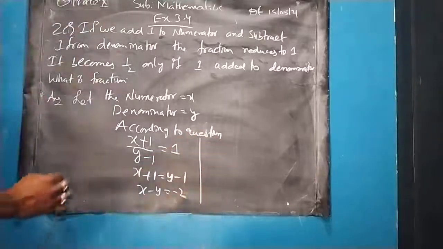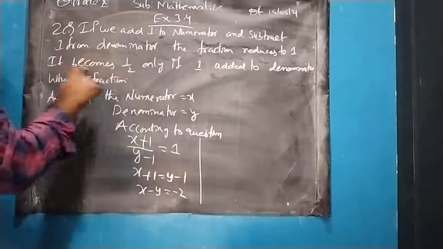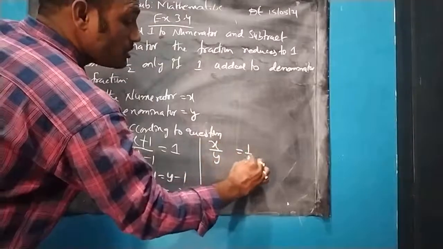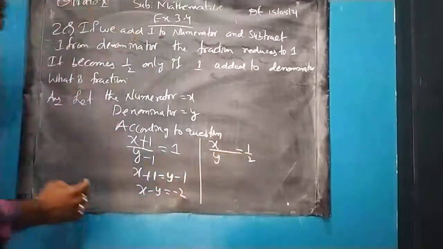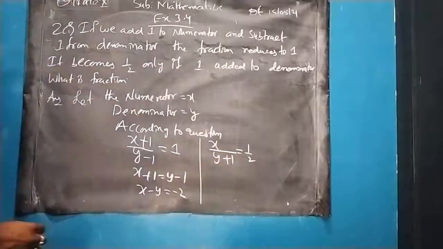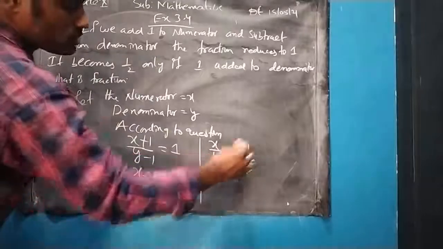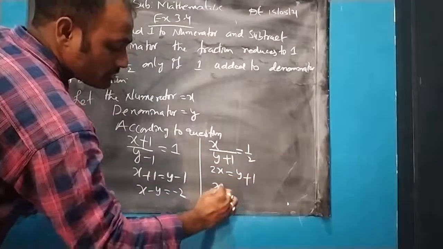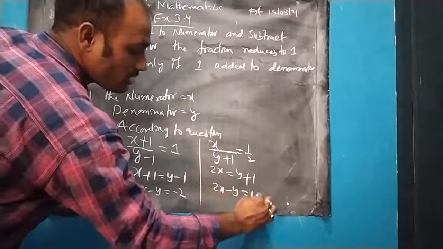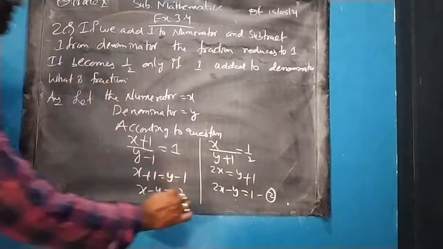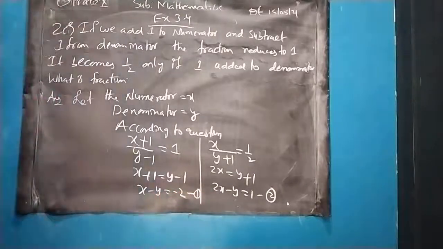Next, let us see the second equation. The fraction is going to become 1 by 2 when we add 1 to the denominator, means y plus 1. We should not do anything for the numerator. So cross multiplication, it will become 2x is equals to y plus 1. So the equation is 2x minus y is equals to 1. Mark it as second equation, and mark this as first equation.